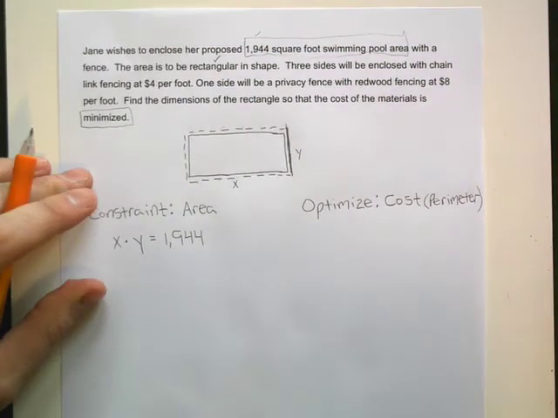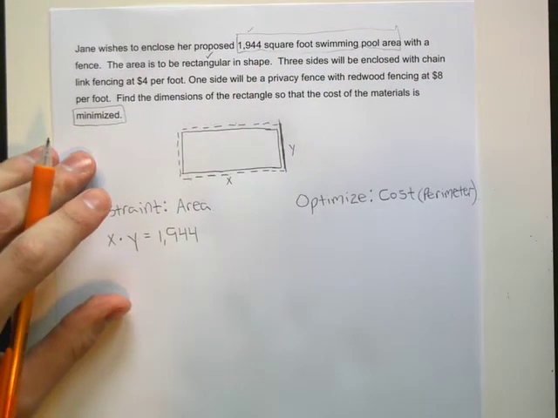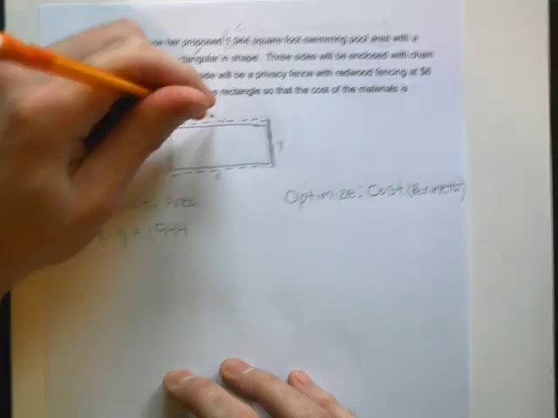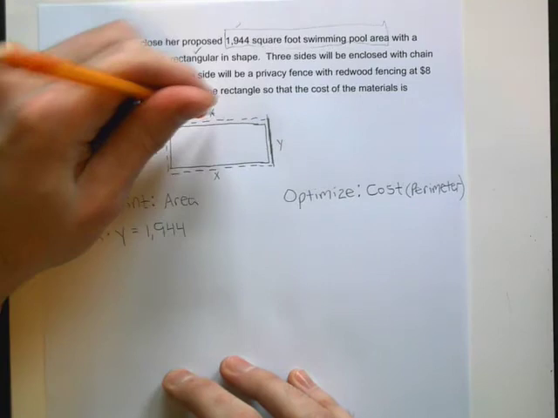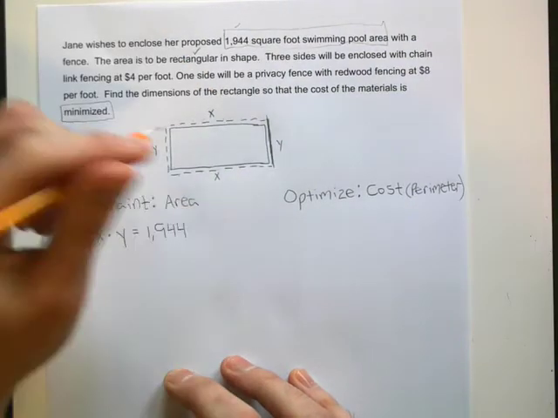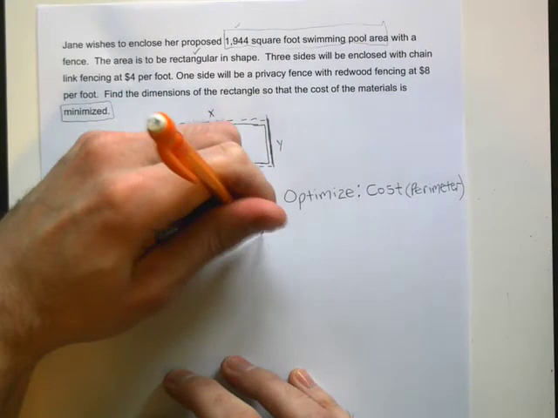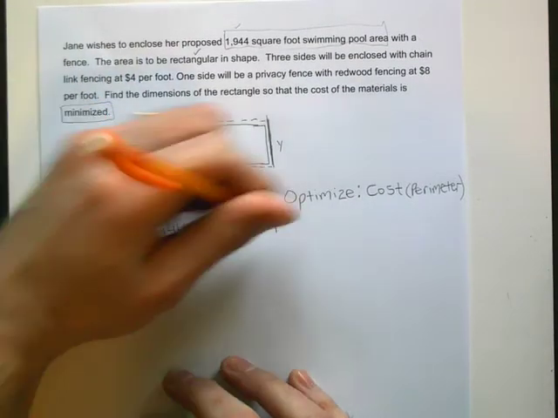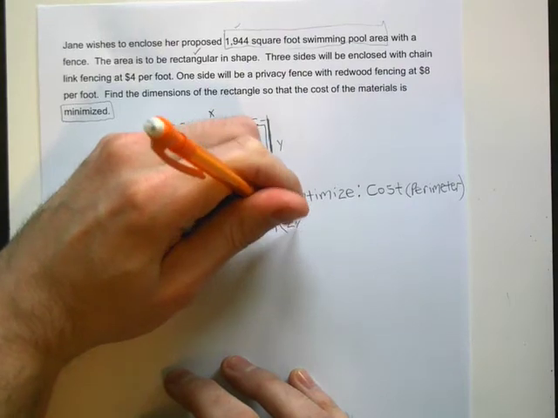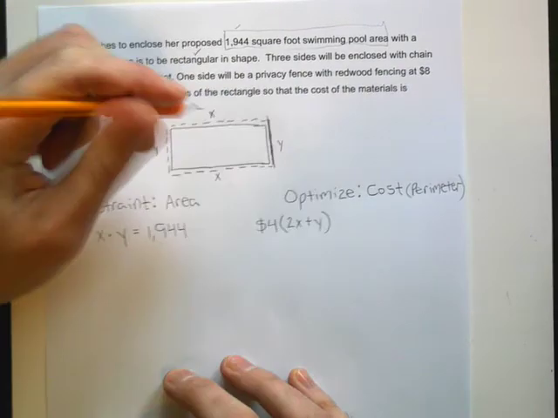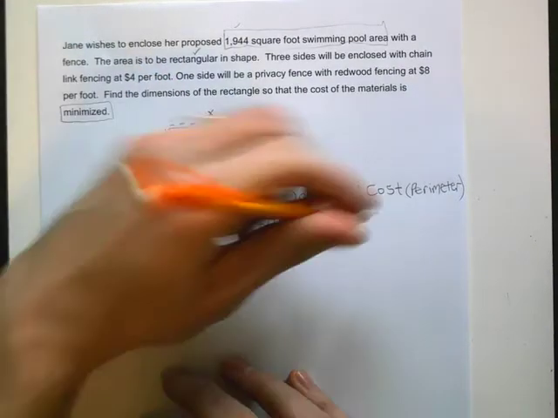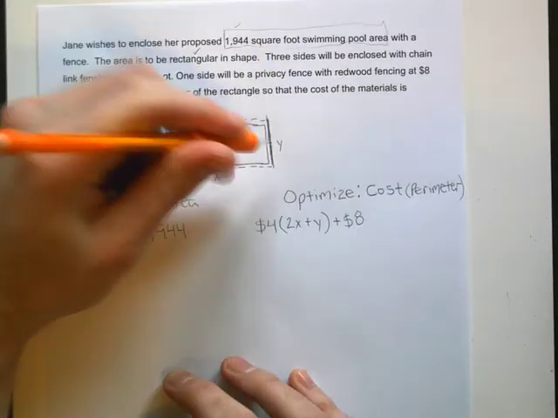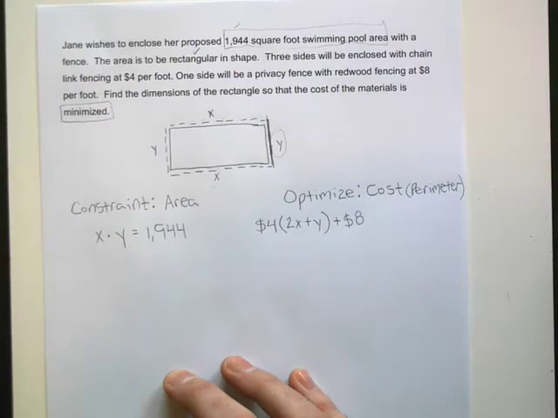Okay, so now that we know cost is related to perimeter, we need to set up our perimeter equation. This is going to be an x, this is going to be a y. And we can say that it costs us $4 per foot of all the chain link areas. So I'm going to say two x's and a y: x, x, y. Plus I also have to pay for the decorative fencing, which is this piece right here.